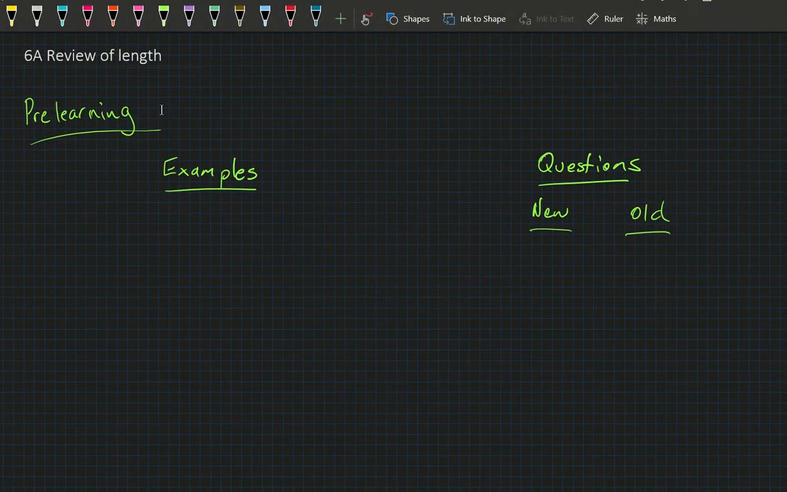Hey class, welcome to exercise 6A, review of length. We're going to continue our first geometry unit of this year, but this is the beginning of the second block in that unit, which is all about measurement. So in this class, our first example will be example 1, finding the perimeter of polygons.